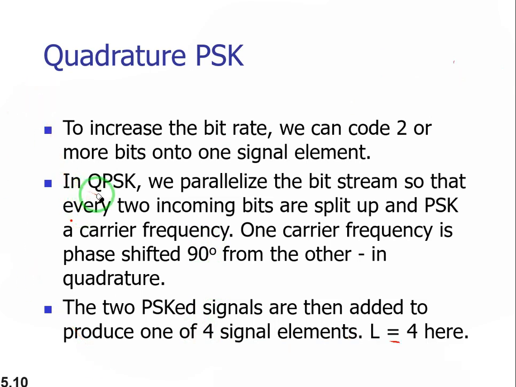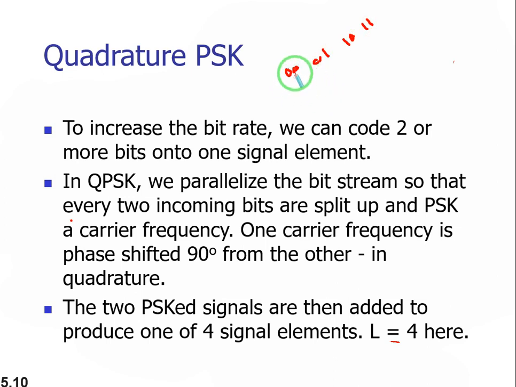So in QPSK, we parallelize the bit stream so that every 2 incoming bits are split up, and each is PSK modulated onto a carrier frequency. One carrier frequency is phase shifted 90° from the other, in quadrature. Once you have 2 bits, you have the combinations 00, 01, 10, and 11. This is your combination.